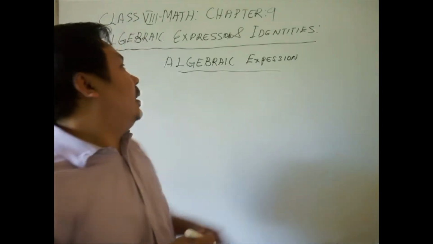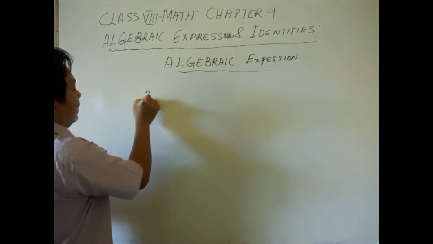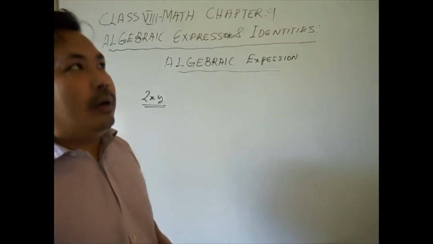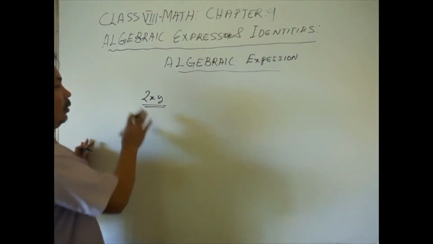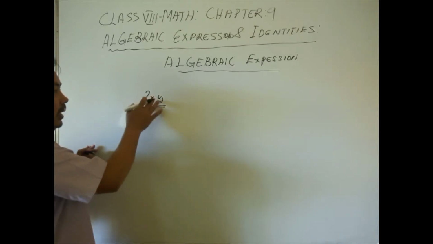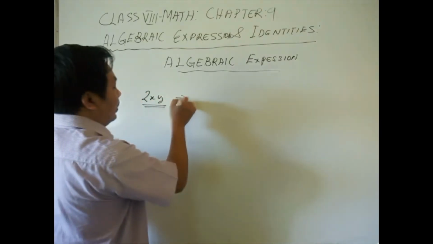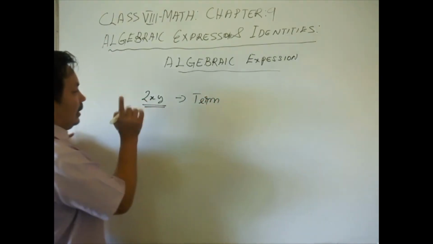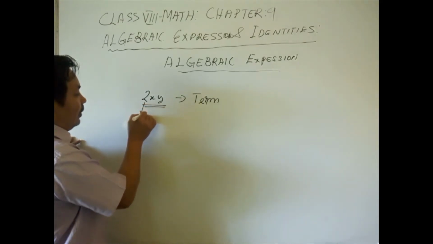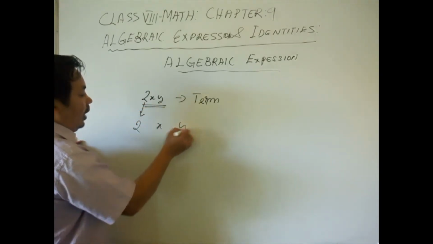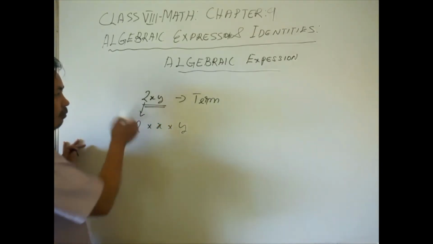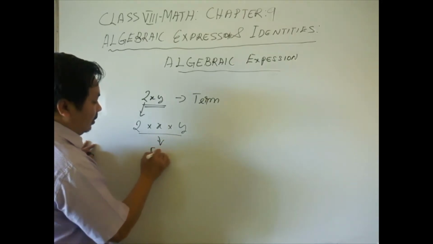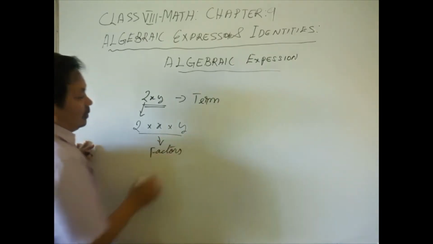For example, when we talk about 2xy, this is called algebra, isn't it? This group of numbers 2xy is called a term. And in this term, each of them, 2, x and y, are multiplied together to form 2xy, and each of them is called a factor. Each of them is called a factor.